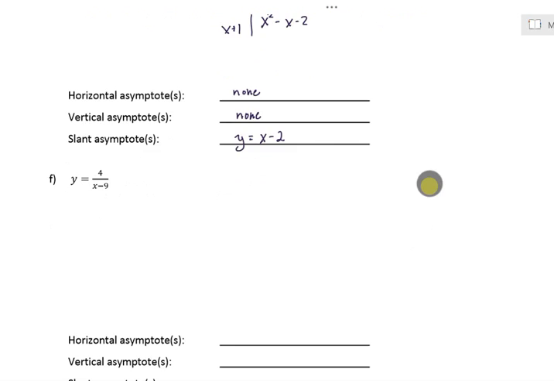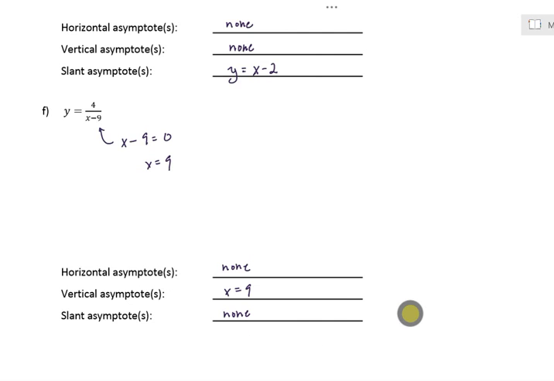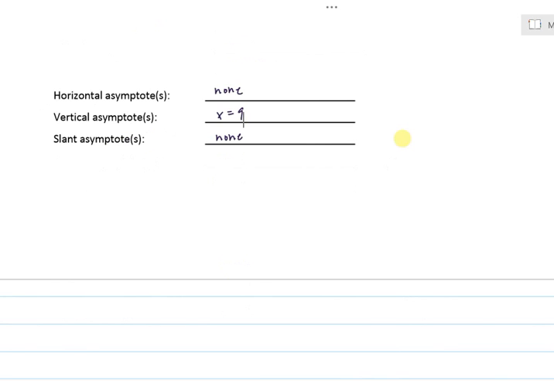Okay, part F. There's no horizontal because this is degree 0 and this is degree 1. For the same reason, there's no slant. And the vertical asymptote is going to happen when the denominator is 0. So if I solve that, I get x equals 9. Next page.